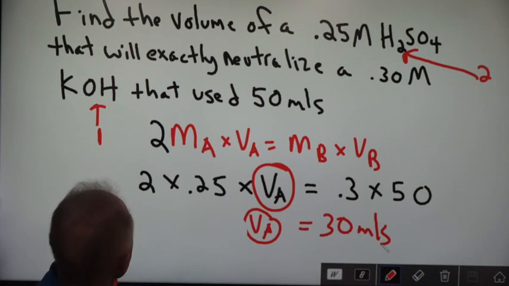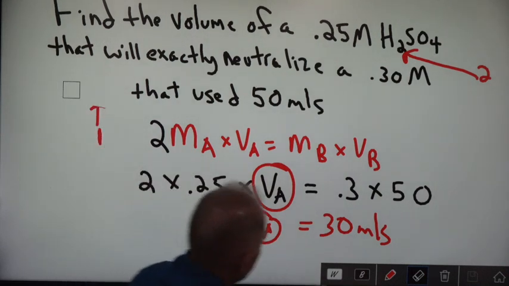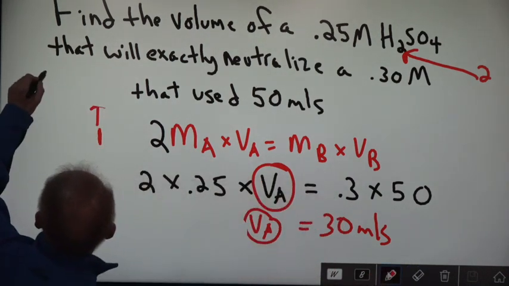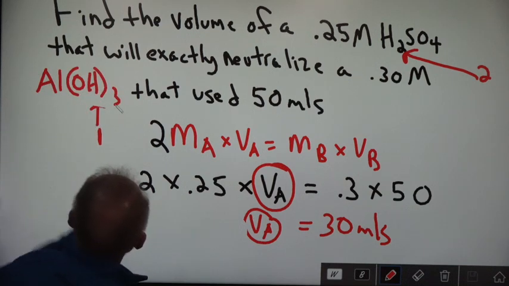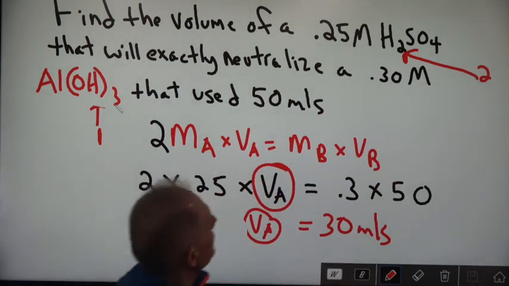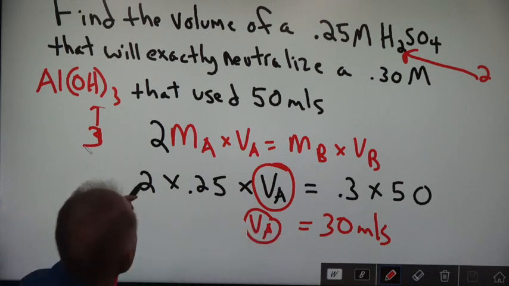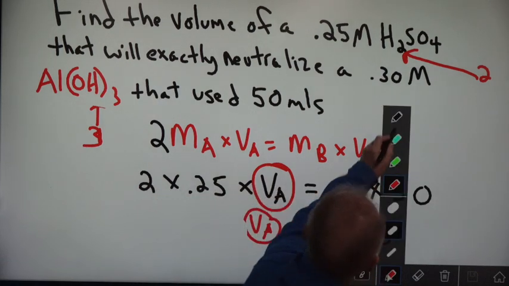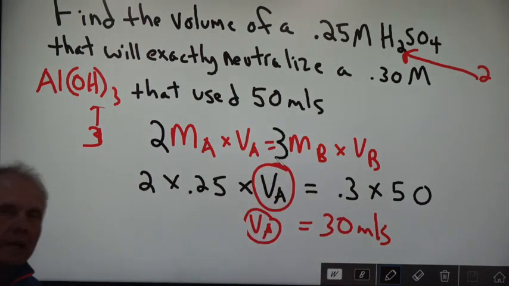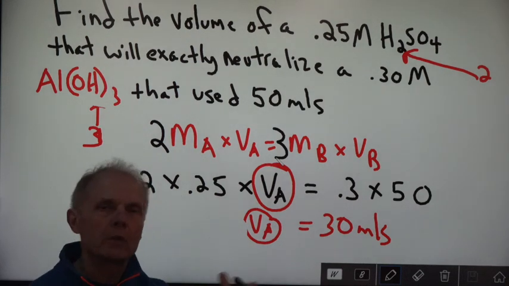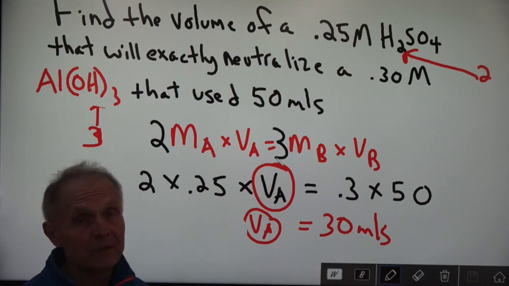Okay, let's just say that the base was this one. Al(OH) in parentheses 3. Now, you would have two H's and three OH's. So what you'd have to do in this problem is put a 3 right there. So if the H pluses and OH minuses don't equal each other, you got to plug them in. All right? That's about it for titration.